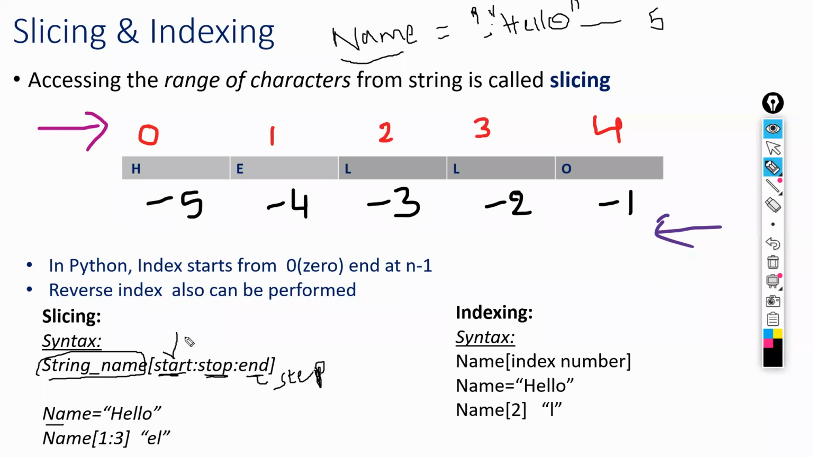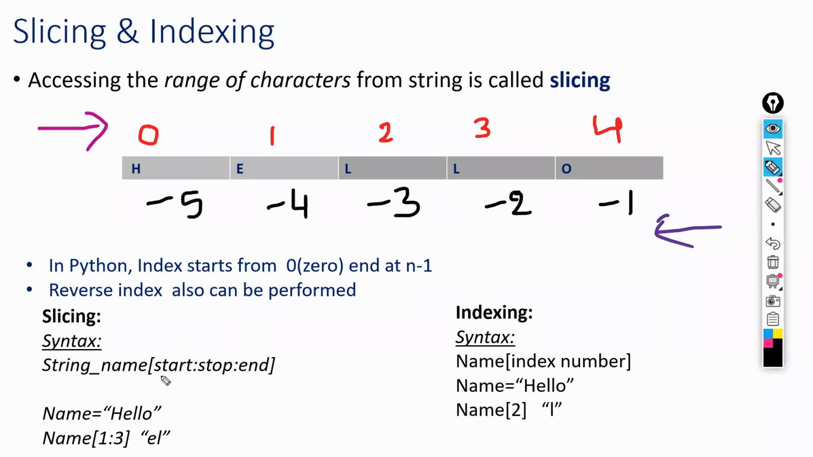For example, I don't want all the values. I just want ELL, or I don't want O. I want HELL, hell. So how do we do that? Simply, let's take the start position. The start position is 0 because I want to access hell. 0 is the start position.